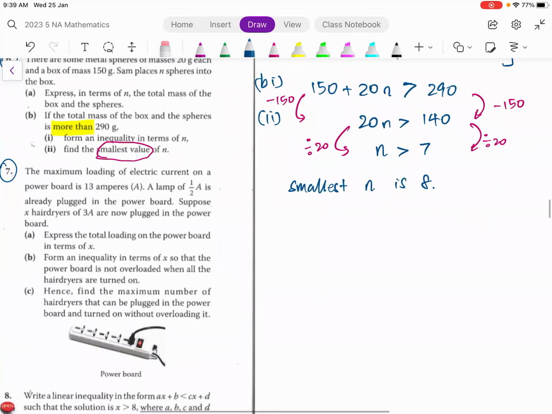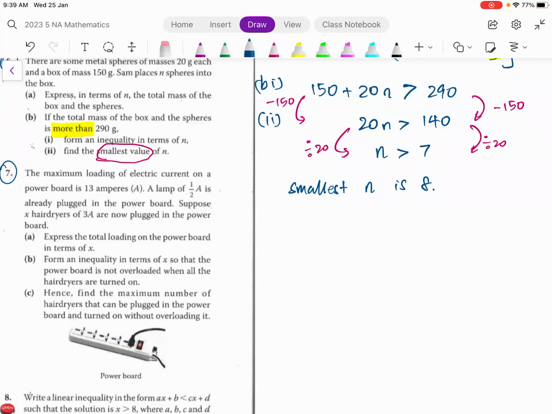Okay, the next one, question 7. Yeah, pause for that, let you all understand it first. And then a lamp of half ampere is already plugged into the power board. X hair dryers, each of them 3 amperes, are now plugged in. Find the total load. Are you familiar with amperes? You learned it already this year, is it? You learned it this year or last year? Okay, then okay. So now we're going to add them up.